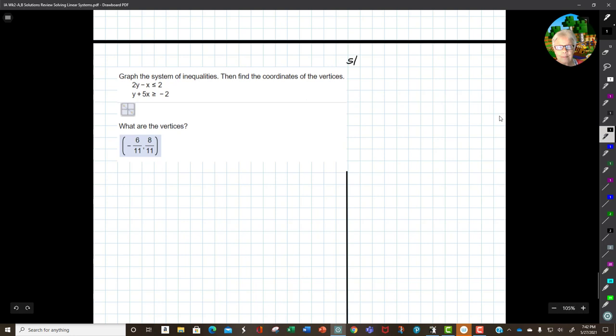Step one. Y minus x equals 2. Notice their x's and y's are backwards from the way you usually see them. Not a big deal.